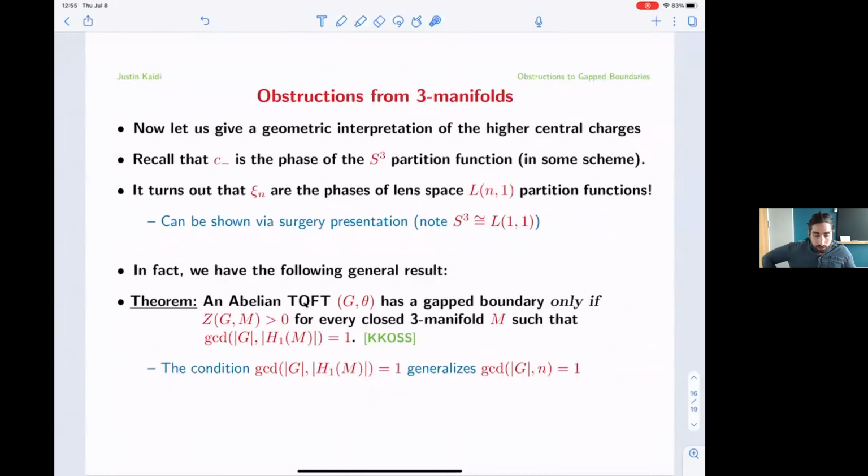Okay, so I just want to give you one brief geometric interpretation of the higher central charges that we just introduced. Well, I don't know if this is more physical than the Galois thing I said. I think probably not. But in any case, this is how you could encounter a higher central charge out in the wild. So recall that the chiral central charge is the phase of the S3 partition function. And in exact analogy to that, it turns out that the higher central charges are phases of lens spaces.